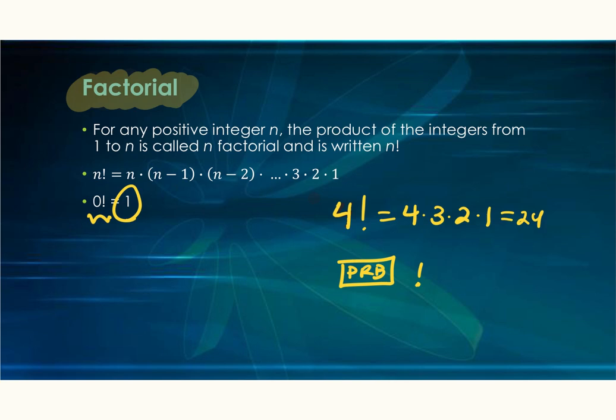What if it's like an equation? You would simplify it a little bit at a time. Wait, is 0 always 1? 0 factorial is always 1. Yep.